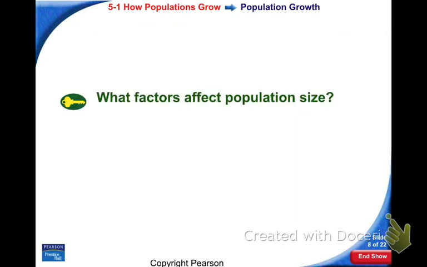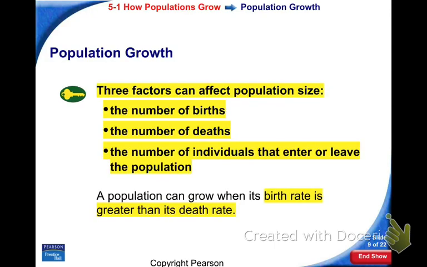So what kind of things affect the size of a population? Okay, 3 things: the number of births, the number of deaths, and how many individuals enter or leave. If you have a high number of births and a low number of deaths, then your population size is going to increase over time, right? If you have a lot of organisms coming into an area and not a lot of them leaving, that's going to increase your size. So populations are going to grow.